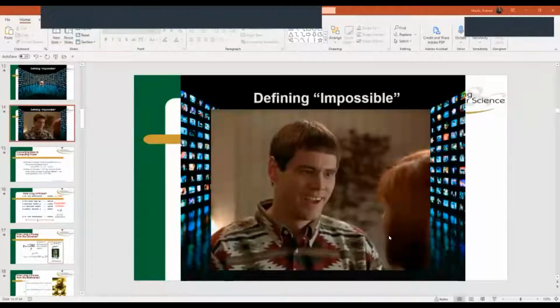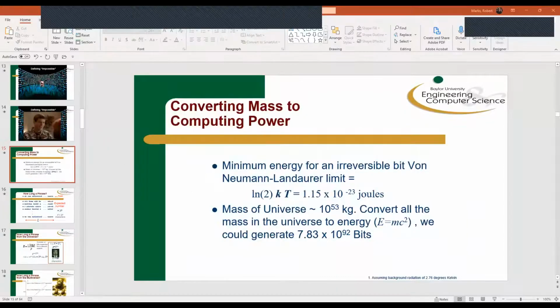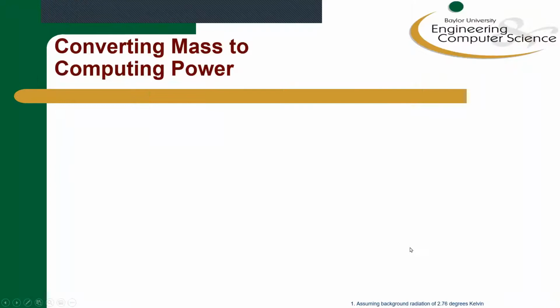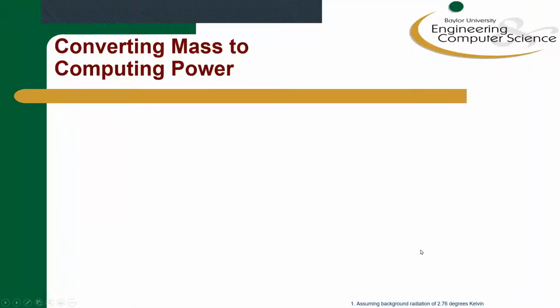So let me share my screen again, and we will continue with this idea. So that is kind of defining impossible. Let's look at some things which I think probably border in some way on impossible. I wanted to do this one. One of the things is, what is the computational capacity of the universe in terms of bits?